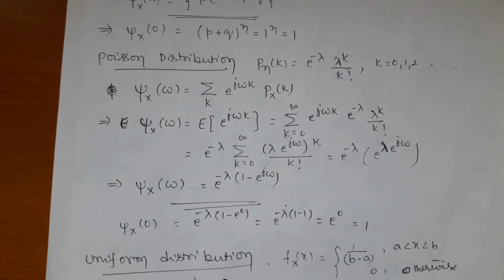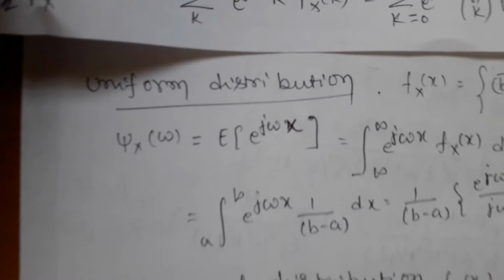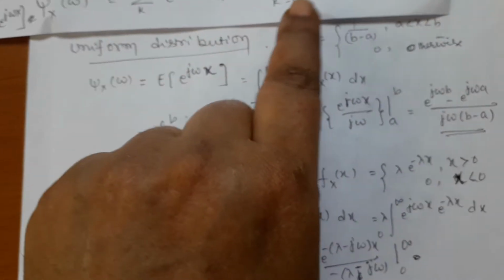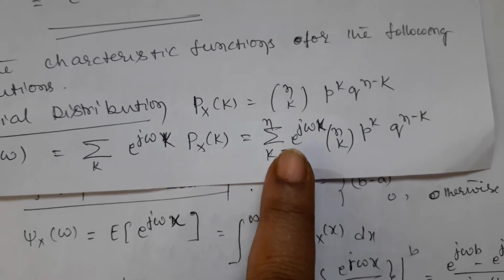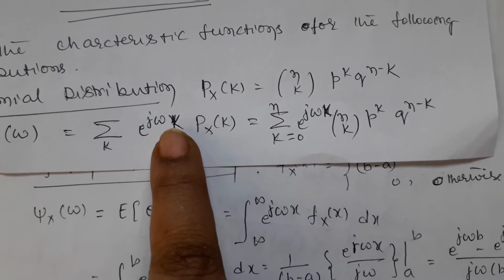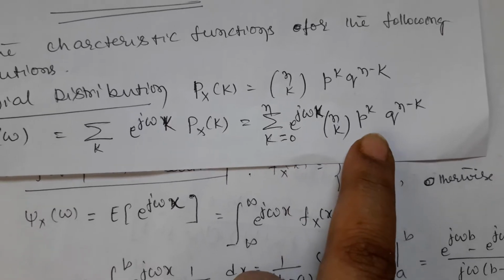Then, after the substitution, observe here: after the substitution for this one, group e power of j omega and e power of j omega, and p power of k.